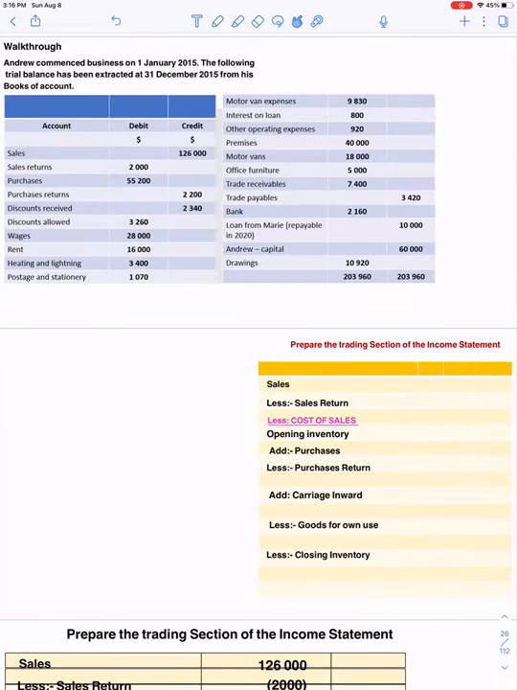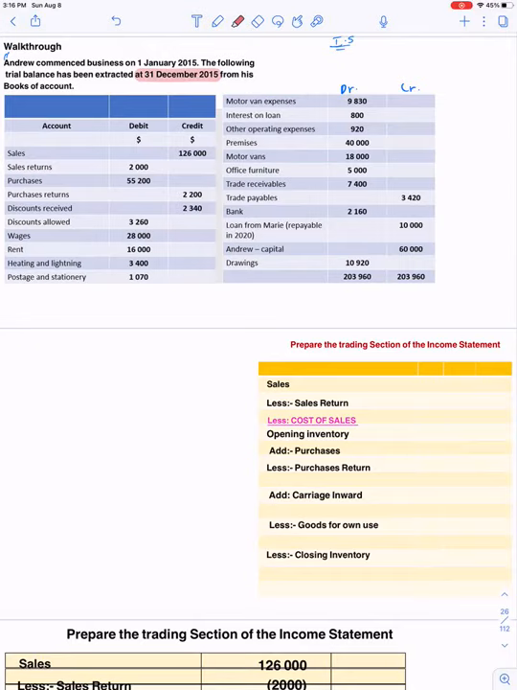Hello everyone. So let's go to our second part of our income statement, wherein we will be solving a few sums from the textbook. Okay, so this is a sum. Andrew commenced his business on 1st January 2015. This is the trial balance of Andrew, the debit column and the credit column. And the trial balance is extracted at 31st December from his books of account.